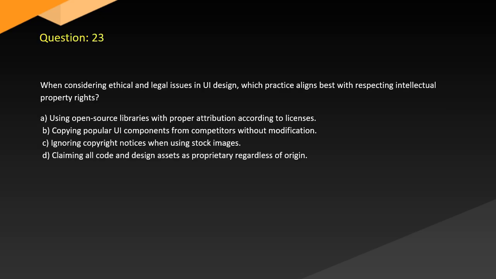Question 23. When considering ethical and legal issues in UI design, which practice aligns best with respecting intellectual property rights? A. Using open source libraries with proper attribution according to licenses. B. Copying popular UI components from competitors without modification. C. Ignoring copyright notices when using stock images. D. Claiming all code and design assets as proprietary regardless of origin.